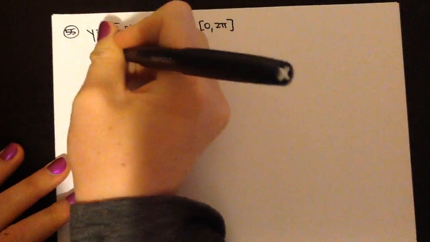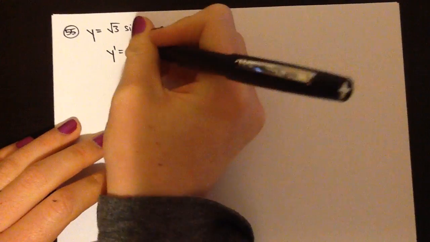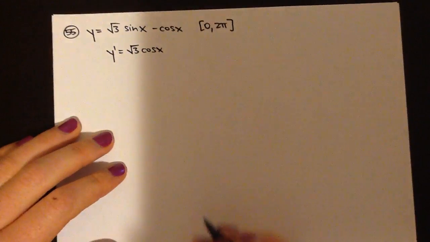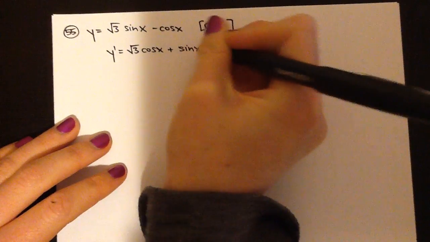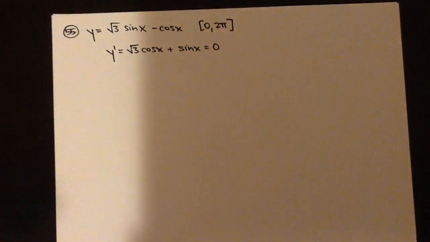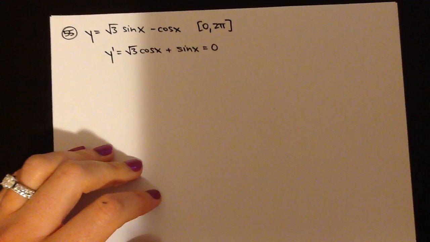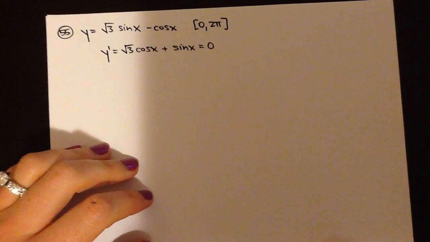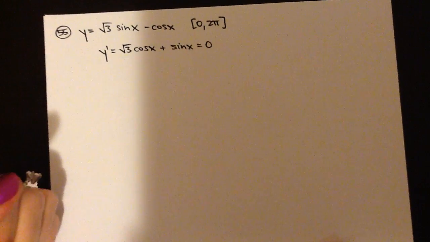Okay, so start with the first derivative. My constant root 3 stays right there. Derivative of sine is cosine. And then the derivative of cosine is negative sine, so this will be plus sine. Equals 0. There's never any place where this will be undefined because cosine and sine are always defined. But what I want to do is try to get the x by itself. And again, this just requires knowledge of your unit circle. It's really all it is.